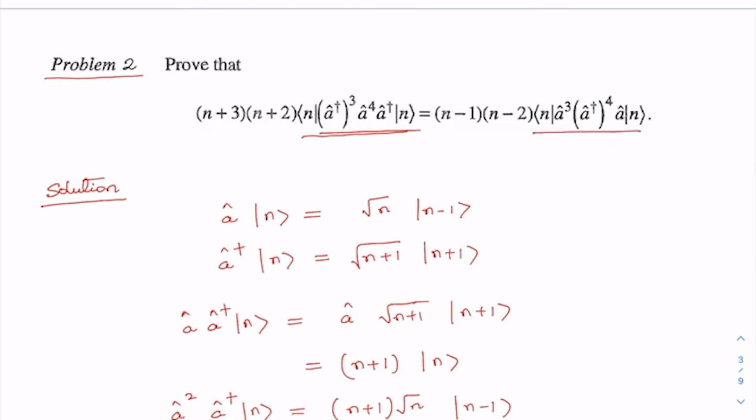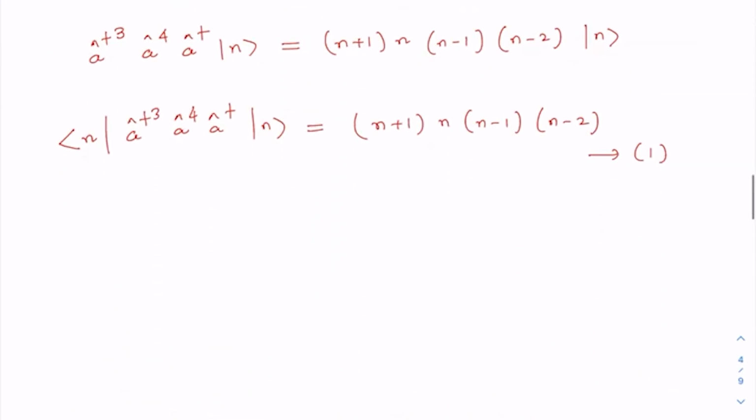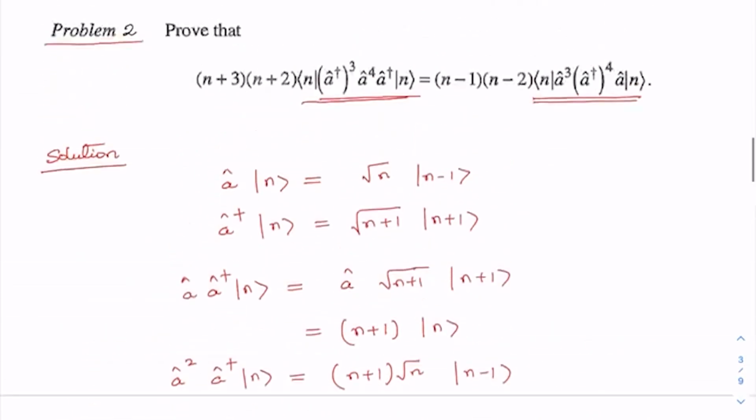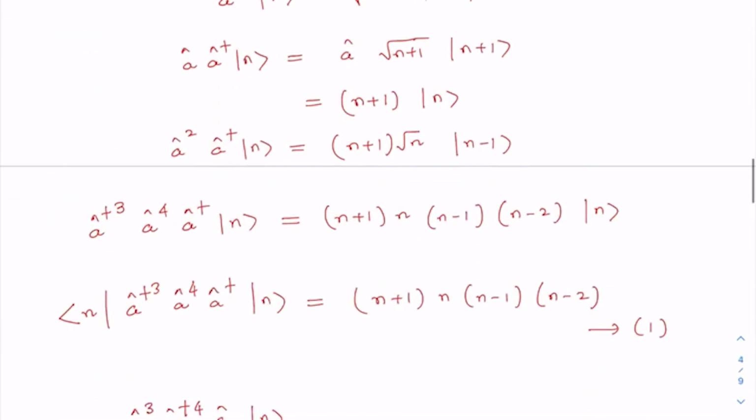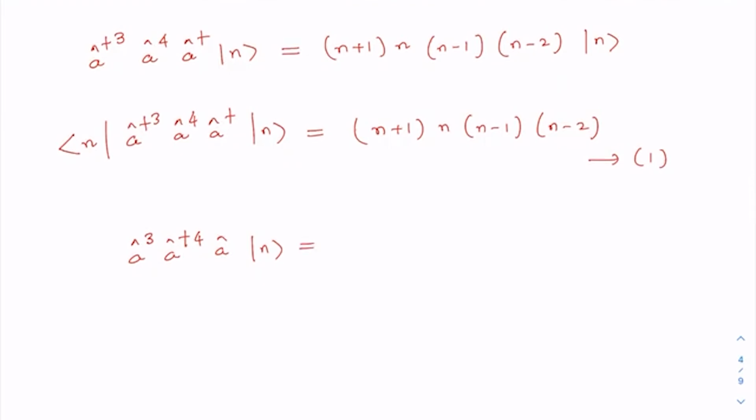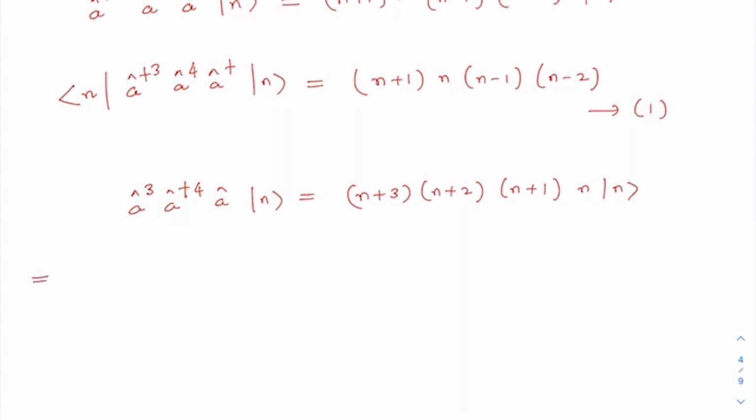Now what about this other one? Let us work that out. In a similar fashion, we can work it out. It's straightforward algebra, but a little bit tedious. For a dagger to the power 4 a, if you work it out, you will get (n plus 3)(n plus 2)(n plus 1) n.